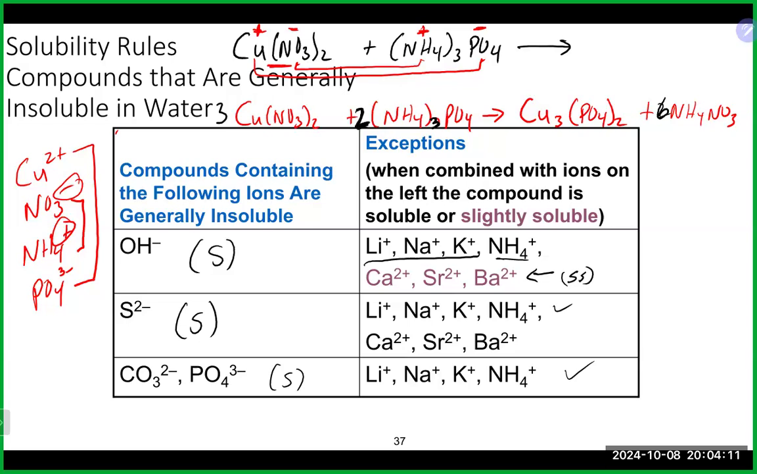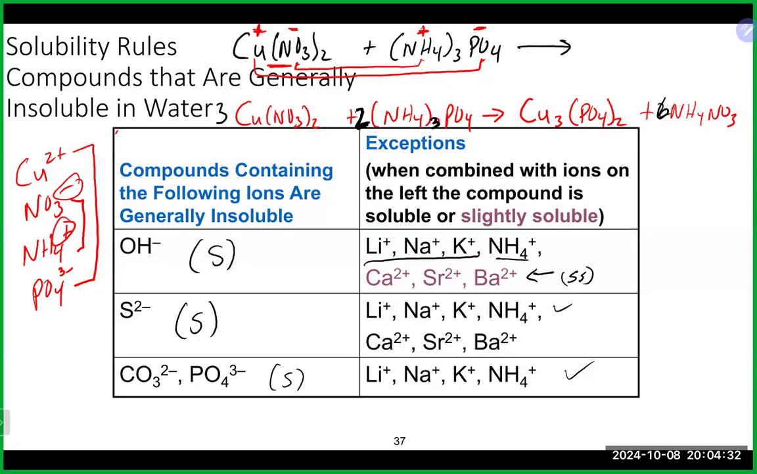Any questions on that? So we got 3 not carbons, coppers on the left. We got 6 nitrates on the left, 6 nitrates on the right, 6 ammoniums on the left and 6 on the right, and 2 phosphates on the left and right. So we are balanced. Any questions on that there?